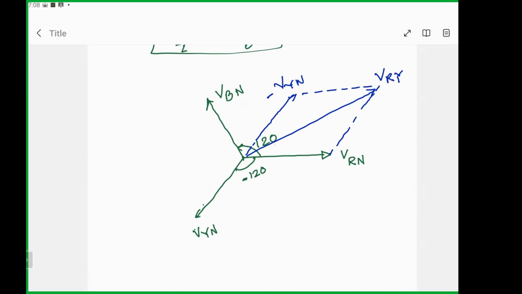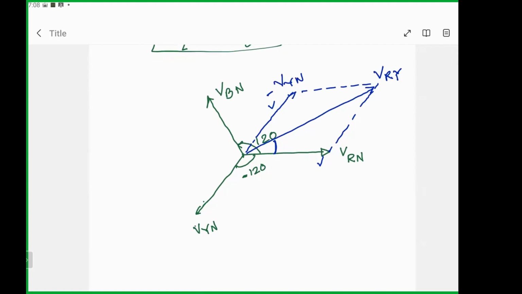Okay. And this angle is actually, because these two are the same magnitude, this length is the same, because I am considering a balanced or symmetrical system. So the lengths will be the same, but they will be separated by 120 degrees. Now, whenever I add, this one is 120, that means this one is 60, and this resultant would be 30 degrees. So that means this is the line voltage, and this is the phase voltage, and there will be a 30 degree phase shift between the line voltage and the phase voltage.